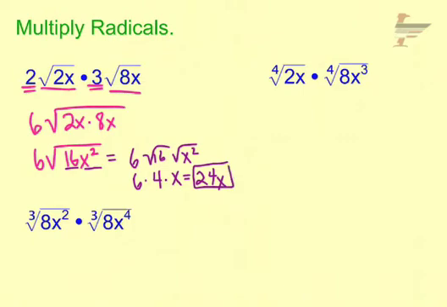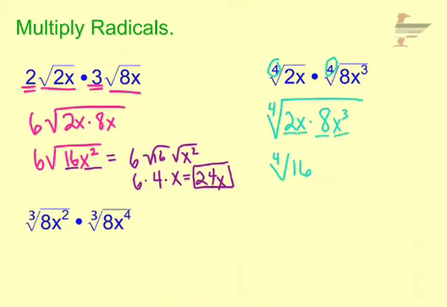Next example over here, to multiply, same root, which we have. So let's just put them all underneath one big radical, 2x times 8x cubed. So the fourth root of 2 times 8 is 16. X times x cubed is x to the fourth. So we might think we're done, but let's actually see if we can do anything else.